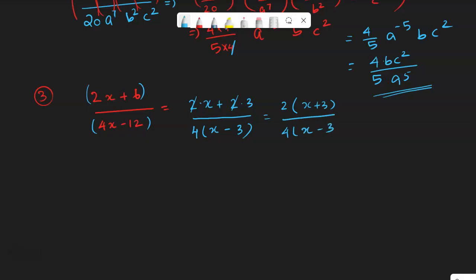Now look at the numerator and denominator. 2 is common to both, so you can cancel it out. 4 is 2 times 2, so after cancelling, a 2 is left over. So the answer for this problem is x plus 3 divided by 2 times x minus 3. So this is the answer for this problem.